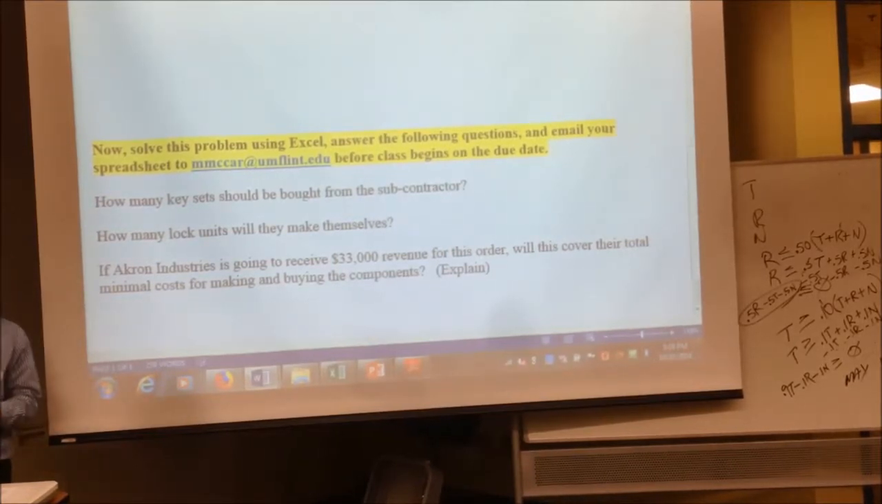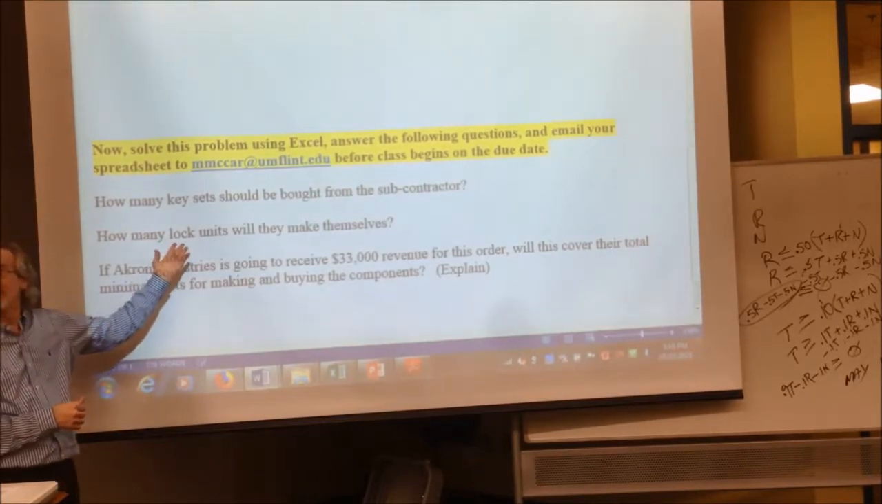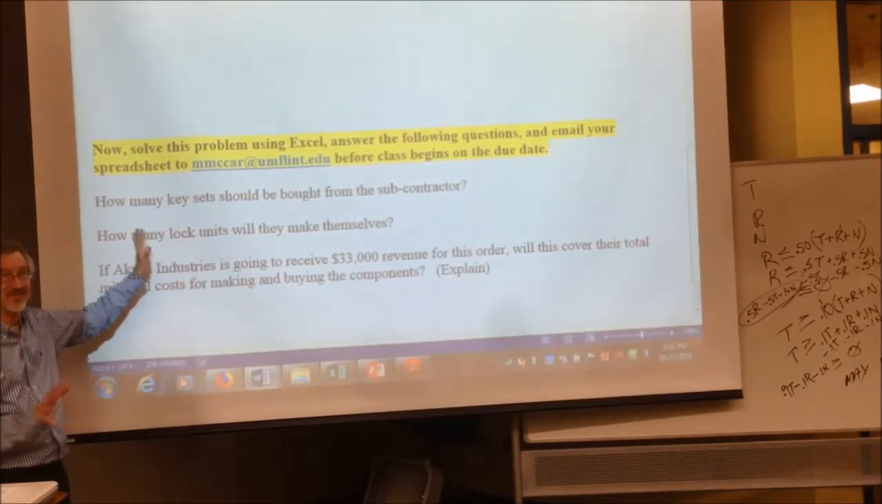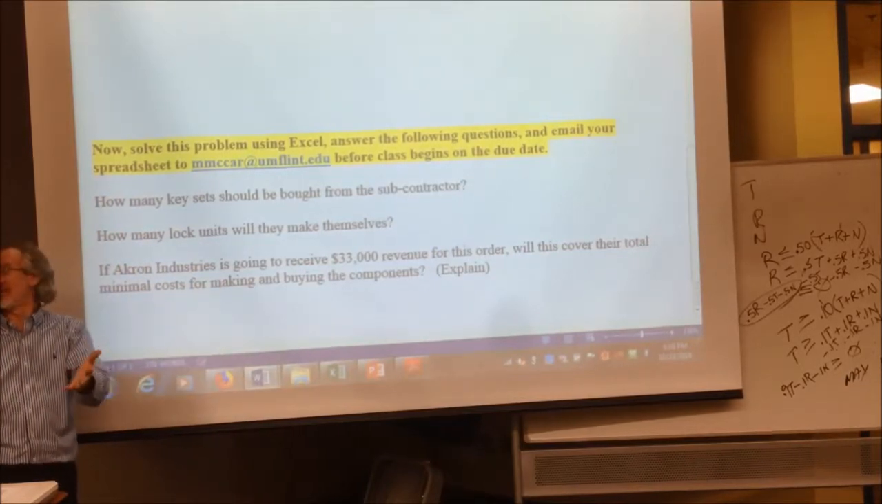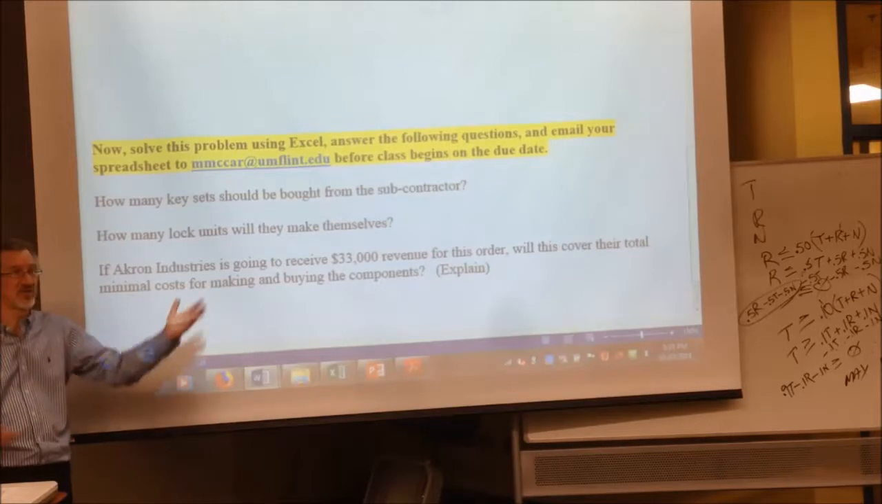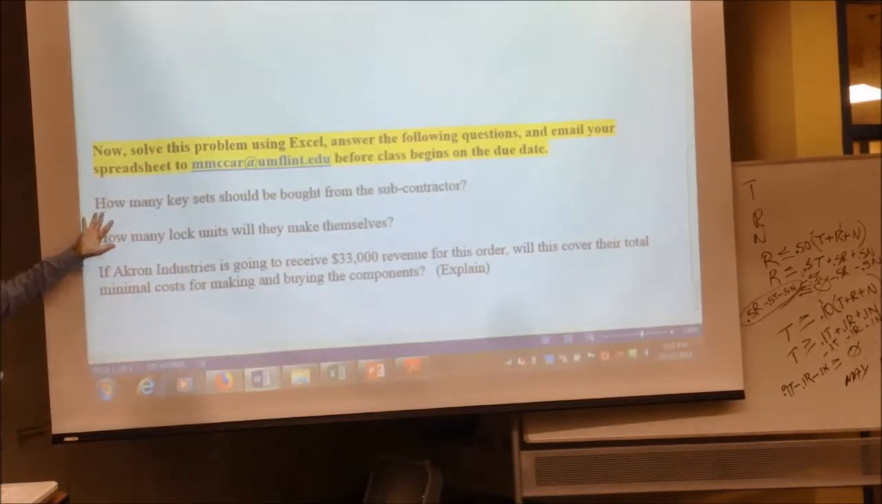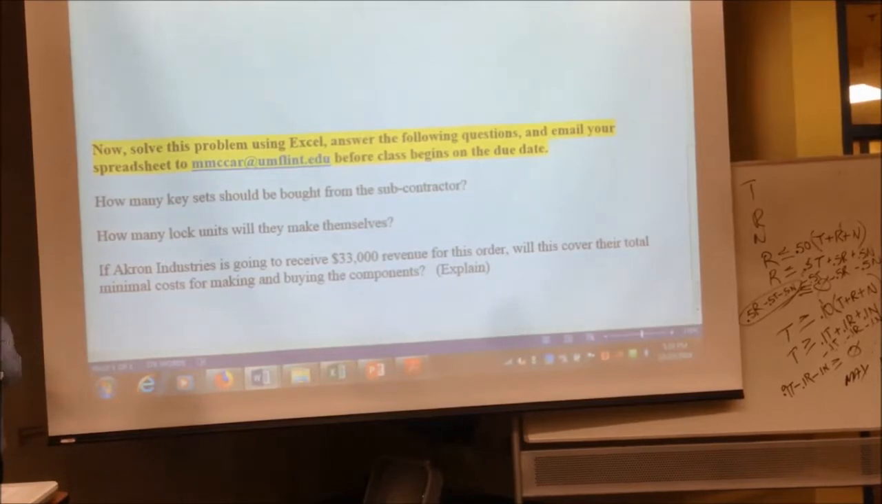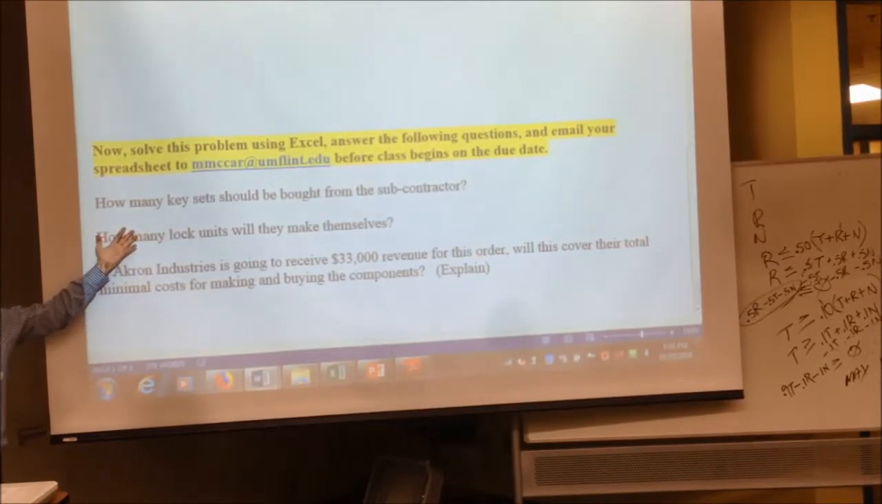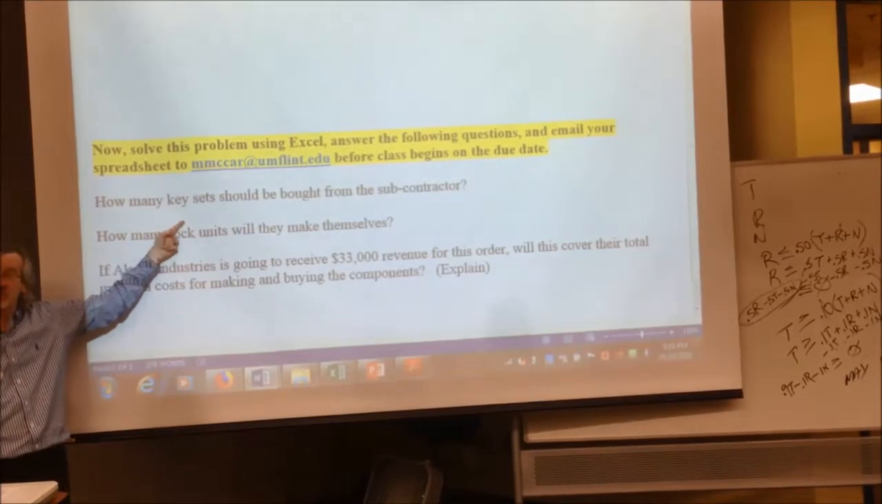So just give me a hint there in case you guys give up on this and say, somebody just give me this. I don't want that to happen. I don't want you to give up. Call, text, hey, are you getting this? And talk to each other. Once you've done that, you go in and you solve it, and you're handing in the solved version. Save it after you solve it. And then you email it. And then you write down the answers to these questions. How many key sets should be bought from the subcontractor?